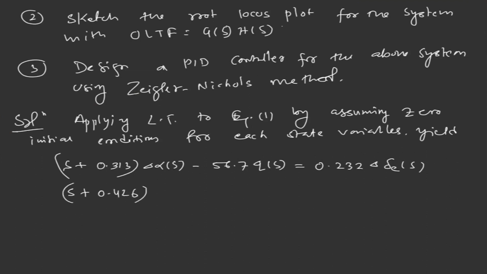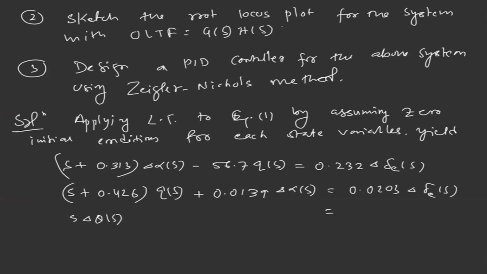For the second equation, we can write S plus 0.426 Q of S plus 0.0139 delta alpha is equal to 0.0203 delta E of S. And for the third equation, we can write S delta theta is equal to 56.7 Q of S.